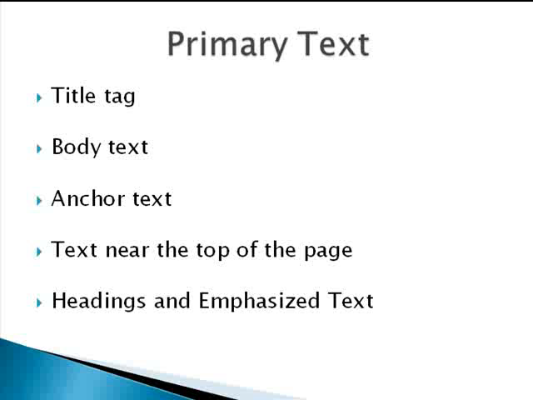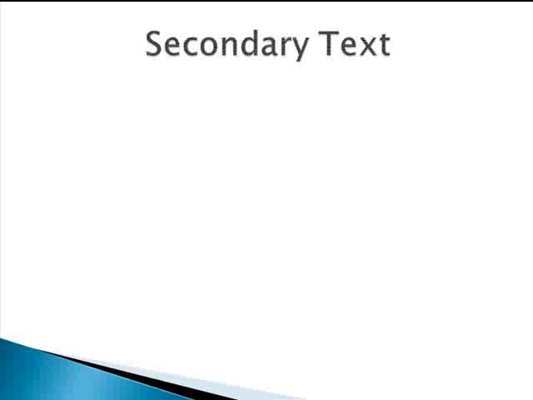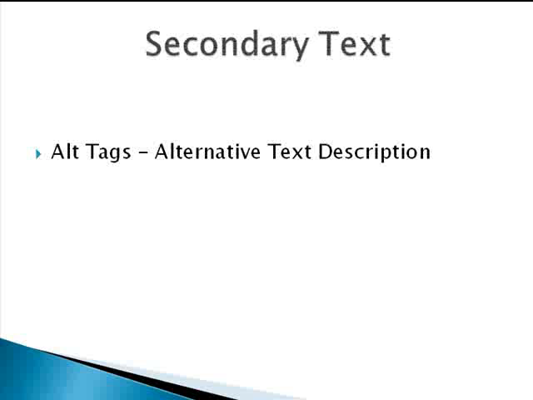So now that we've talked about primary text, what do you think are the next things that we're going to talk about? You're right, it's secondary text. Secondary text is the likes of alt tags, alternative text descriptions for images. If we're putting an image into our website, you'll notice it will come up with a little box that says alternative text description. What you're going to do with this is put in a description which is relevant to your website, a relevant key term to your website or anything like that.